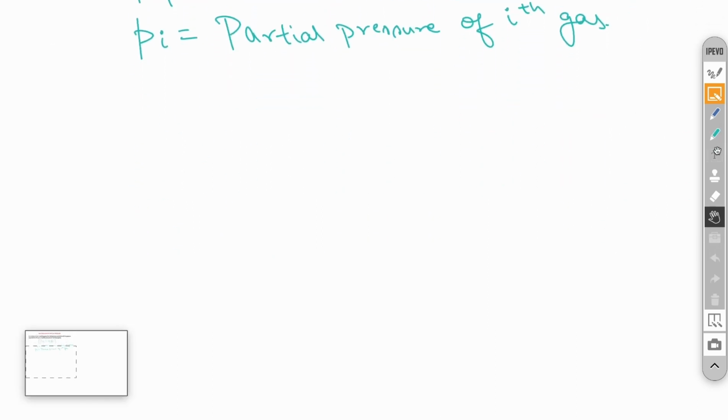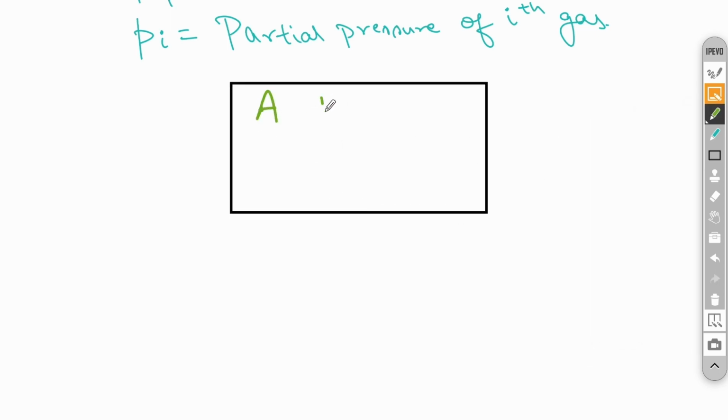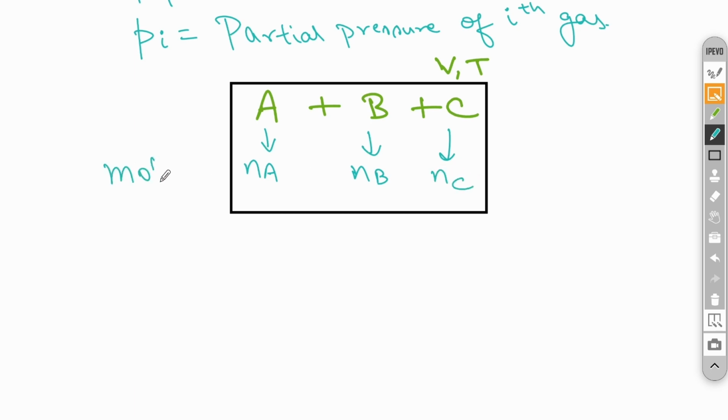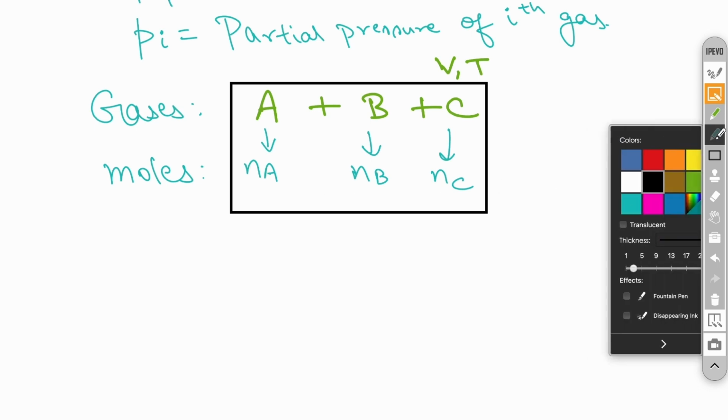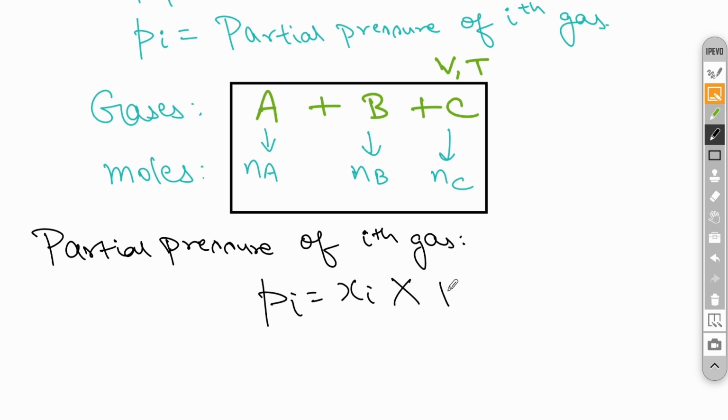Now moving further, we'll draw a container, and this container is filled with non-reacting gases. Let's call them A, B and C, and some volume and some temperature of the container is given. Here the moles for each of these non-reacting gases are given, right? So moles of gas A is Na, for gas B is Nb, and for gas C is Nc. Now we'll write the partial pressure of the ith gas. How will we write it? We'll write it as Pi is equal to Xi multiplied by Pt.